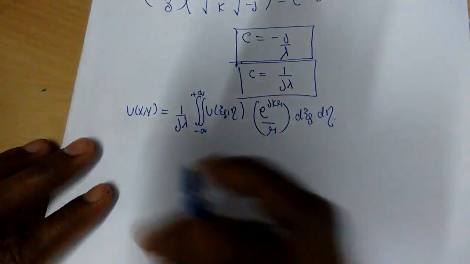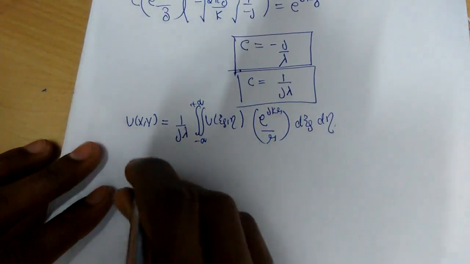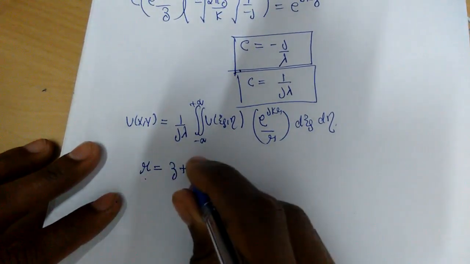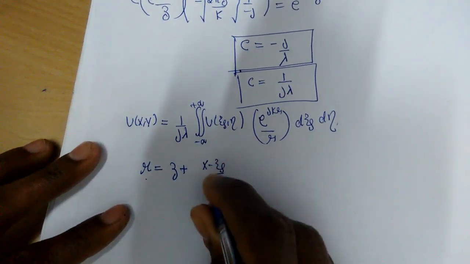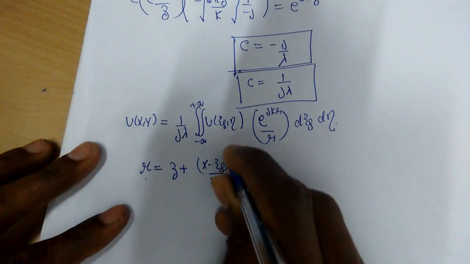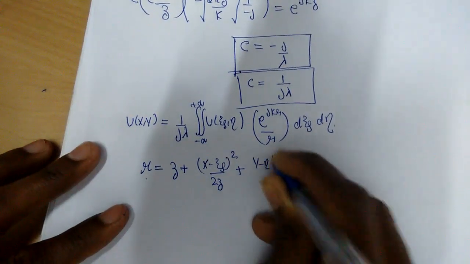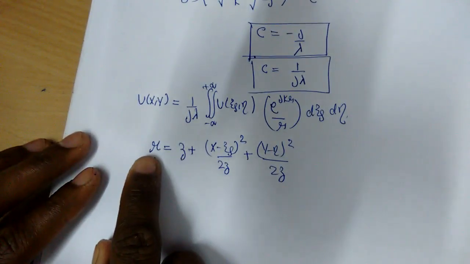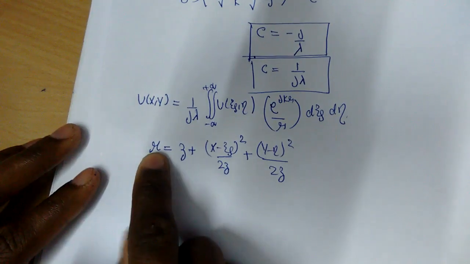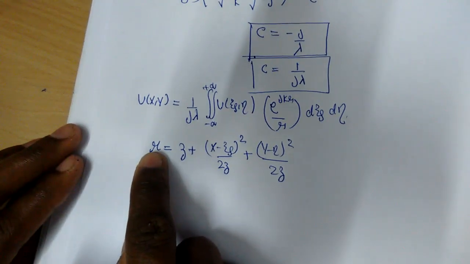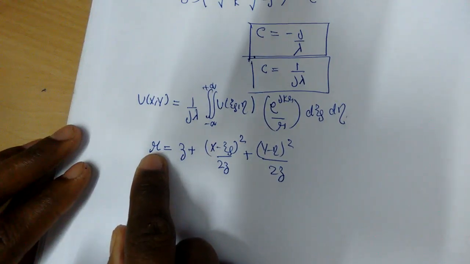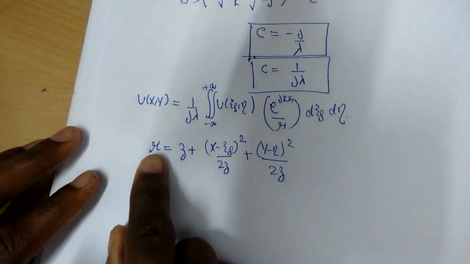Now let me discuss one very important point with you, because when you do the binomial approximation, you had written r is equal to z plus x minus zeta whole square by 2z plus y minus eta whole square by 2z. So initially, before doing any binomial approximation, this expression of r square was x square plus y square plus z square. And as you know that this is equation of a sphere in three dimensions, which simply means that any point source will be giving you spherical wave fronts.